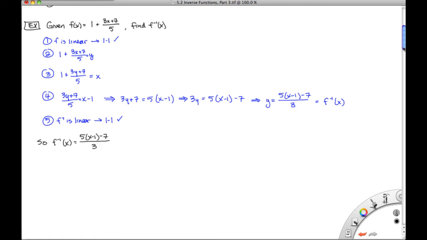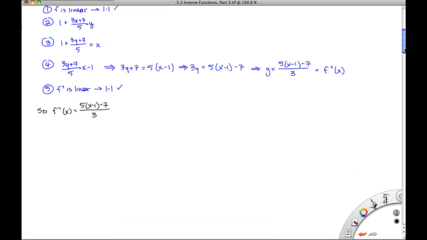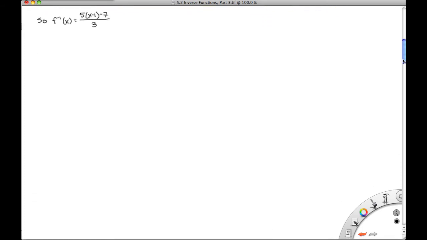But what I'd like to do next is an example where the algebra might get a little bit more complicated, and sometimes this will happen. So let's try this. Let's say that given our function f of x is equal to 7x divided by 2 minus x, let's go ahead and do the same thing. Let's find f inverse of x.